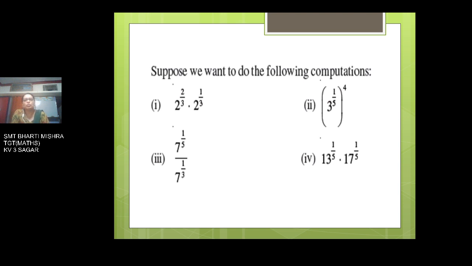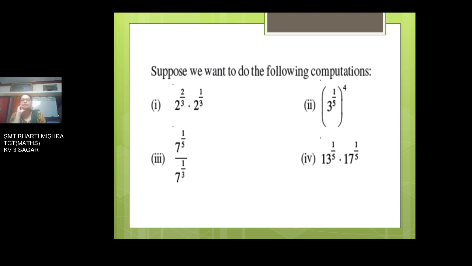Suppose we want to do the following computations. We have got here 2 to the power 2 upon 3 into 2 to the power 1 upon 3. Here we have 2 as the base. So the exponents will be added. That is 2 upon 3 plus 1 upon 3. That comes to be 3 upon 3 and 2 raised to the power 1.